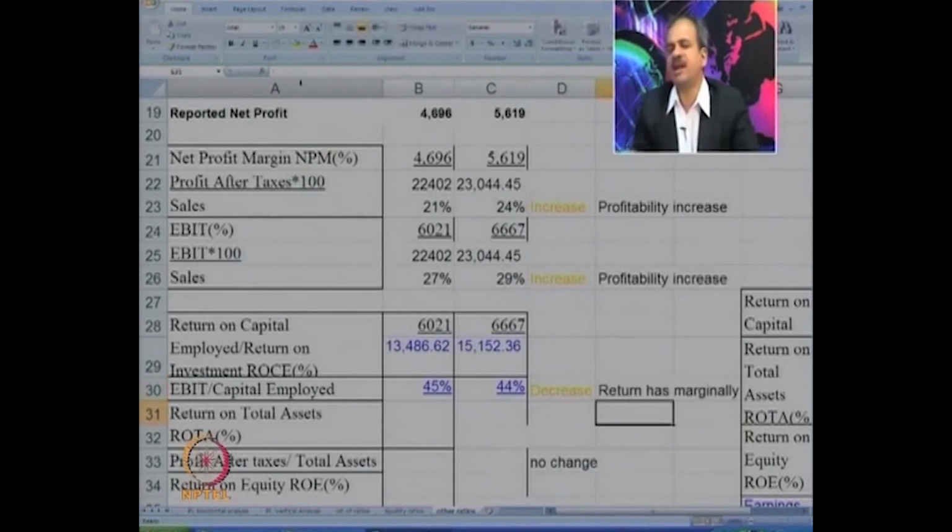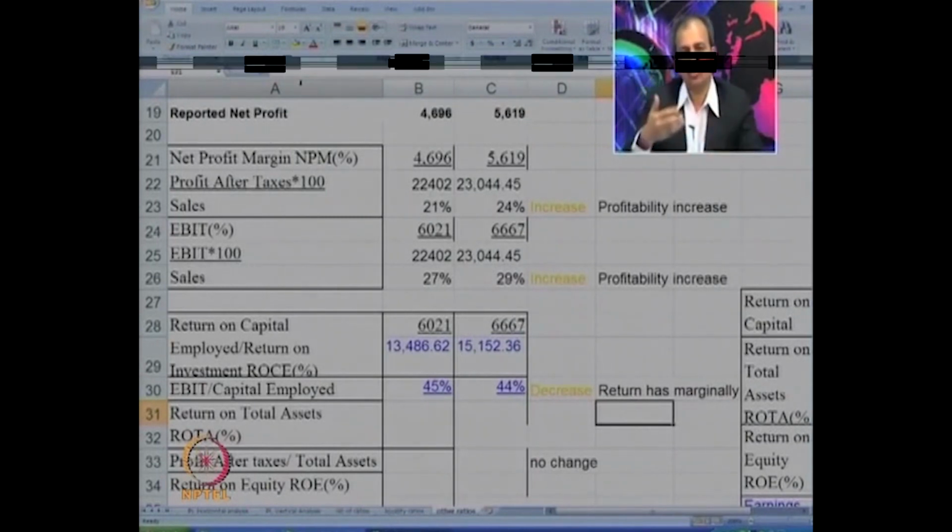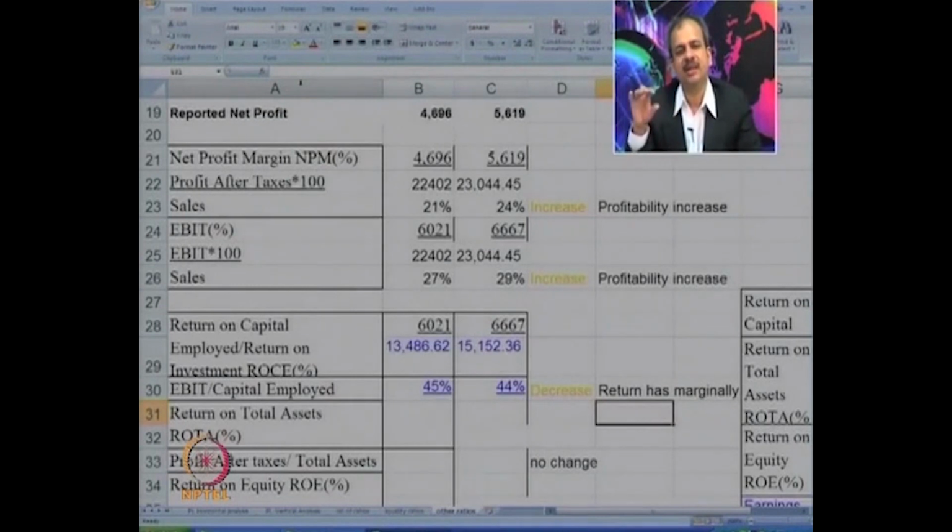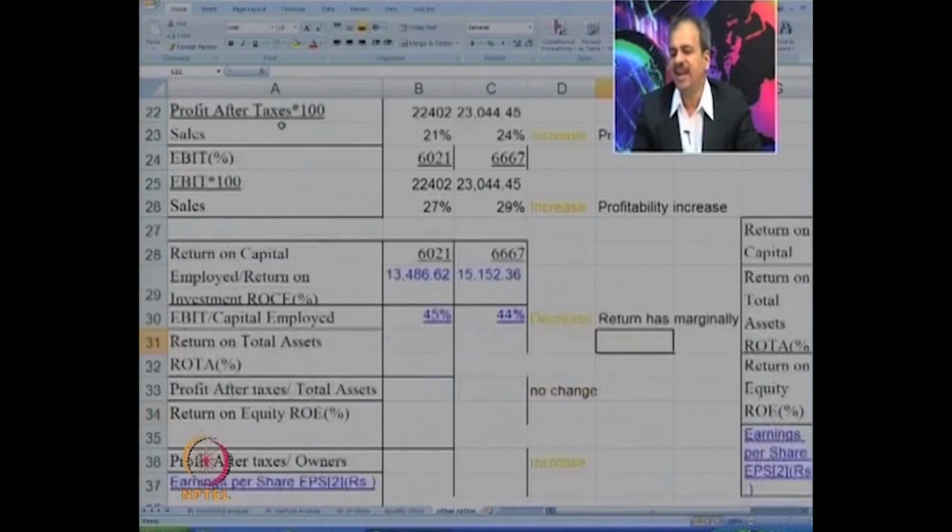So, the return has marginally gone down. So, who is interested in this return, ROCE? Which are the group of stakeholders? Those who are long term investors or those who want to acquire the company, they will be more interested in ROCE and also in ROTA.